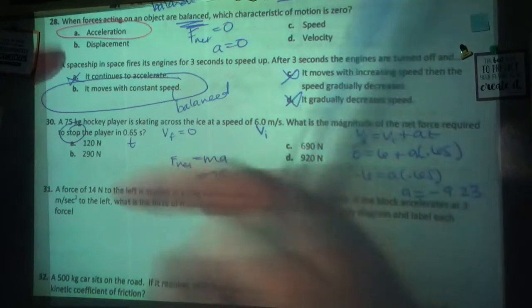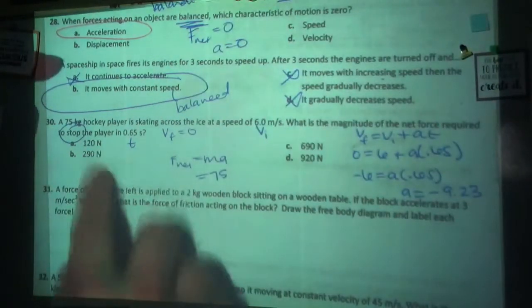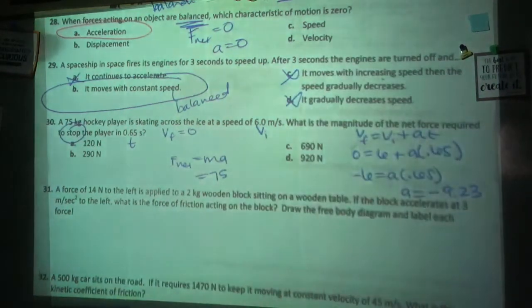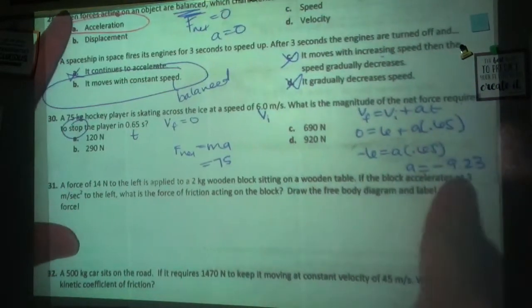And the negative just means it's going against the motion. You'll notice that we don't have the negative signs here because I just want the magnitude of the force. That means I don't care about direction. And that's my acceleration, not my force.